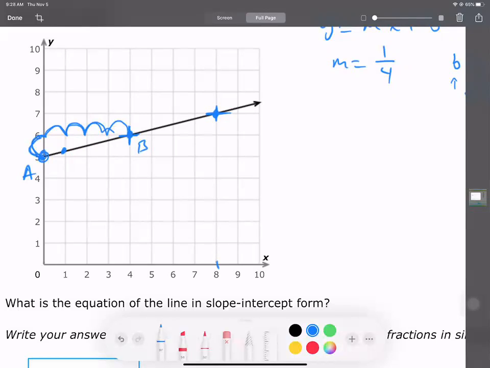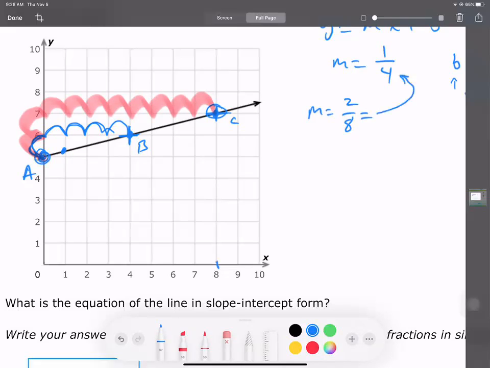Let's do the one that says 8, when x is 8. Let's do point C. Let's go from A to C. From A to C, how many steps up now? We have to go 1, 2 steps up, okay? And we can run 1, 2, 3, 4, 5, 6, 7, 8. So let's try this. M could also be 2/8, but we can reduce 2/8, right? 2/8 can both be divided by 2, and we end up back with 1/4.